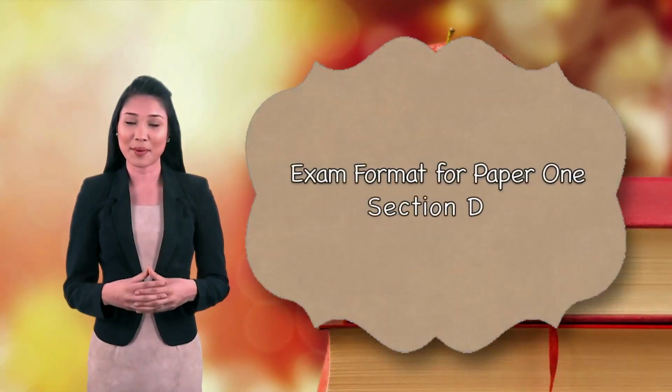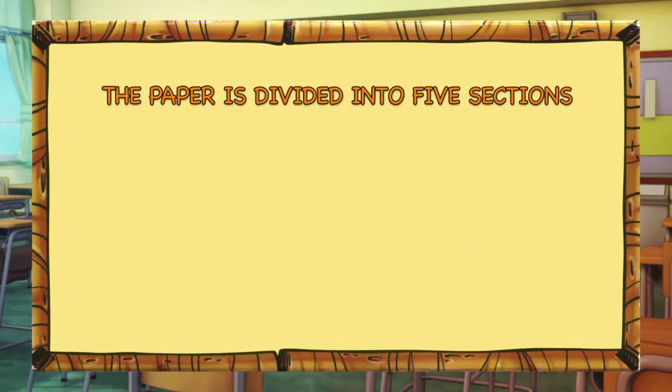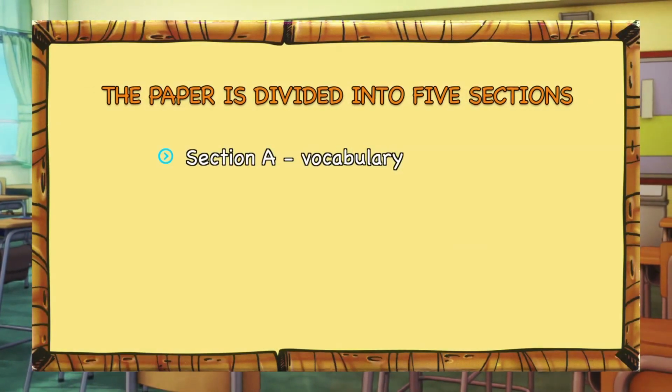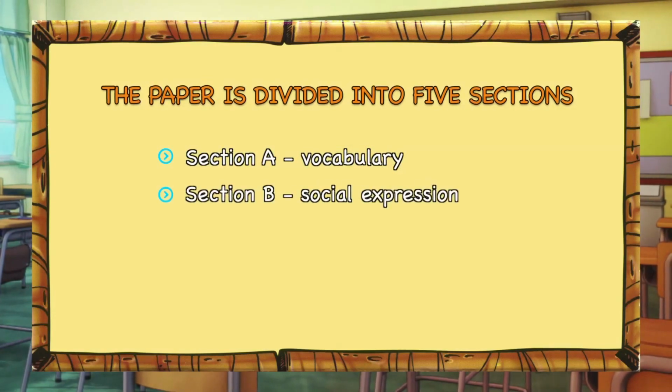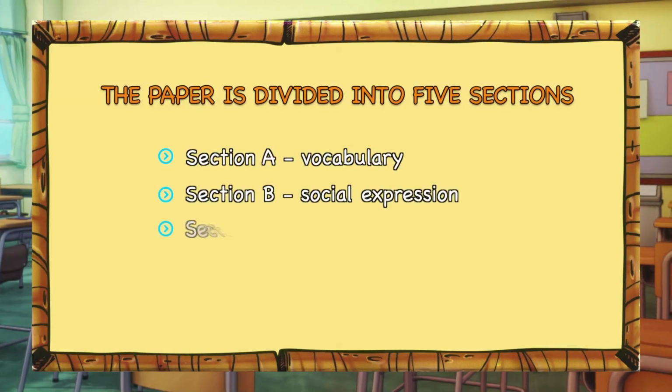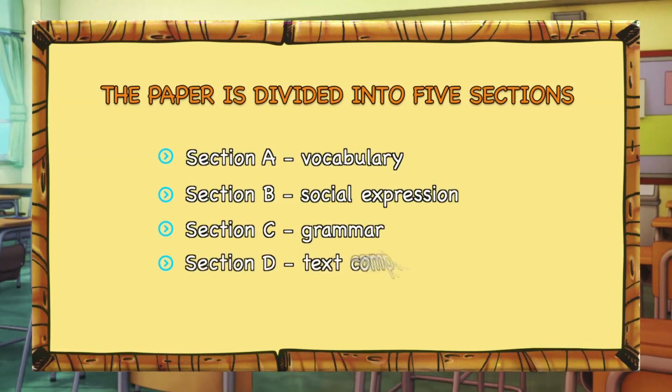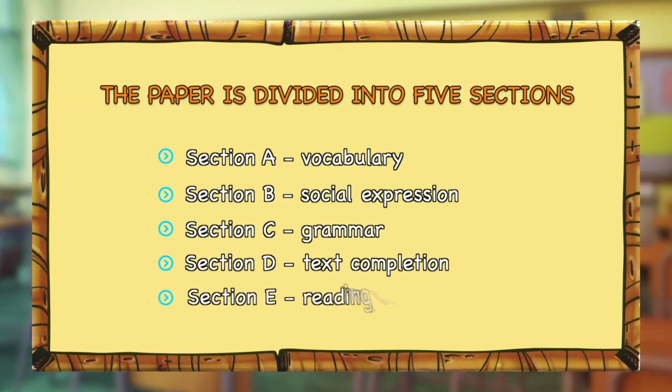Exam format for Paper 1, Section D. Paper 1 comprises 40 multiple-choice questions. The paper is divided into 5 sections. Section A, Vocabulary. Section B, Test Social Expression. Section C, Grammar. Section D, Text Completion. And Section E, Reading Comprehension.